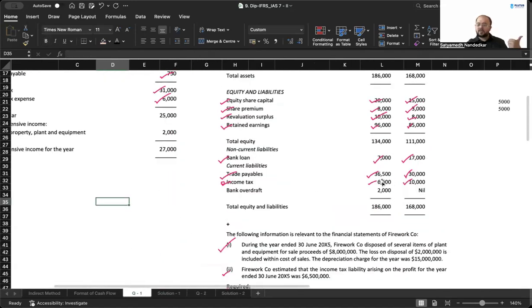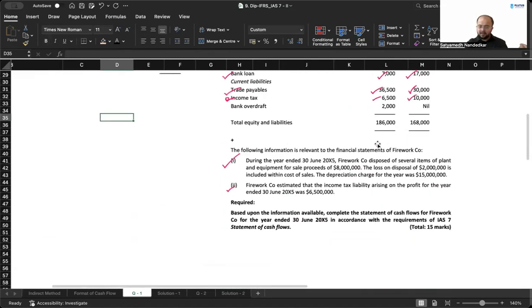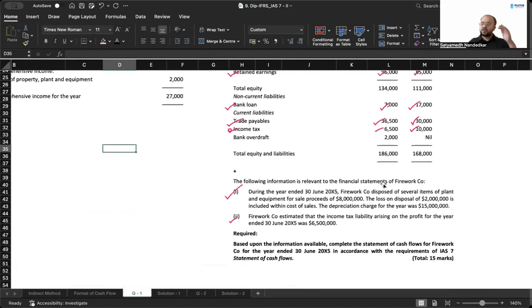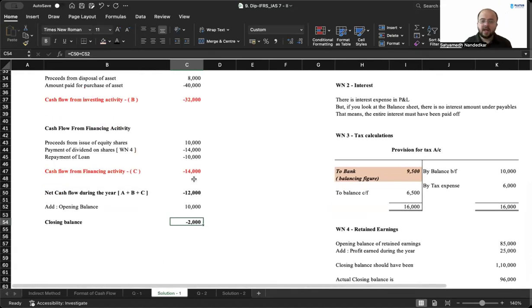And negative 2,000 is bank overdraft. Bank overdraft has a credit balance. This 10,000 had a debit balance. It was an asset. Here, bank overdraft has a credit balance. So 10,000 debit balance minus 12,000 gives you negative 2,000, which is credit balance and which is your answer. This is how you would get the closing balance of cash and cash equivalents. So this, guys, is exactly how a cash flow statement is supposed to be prepared using the indirect method.